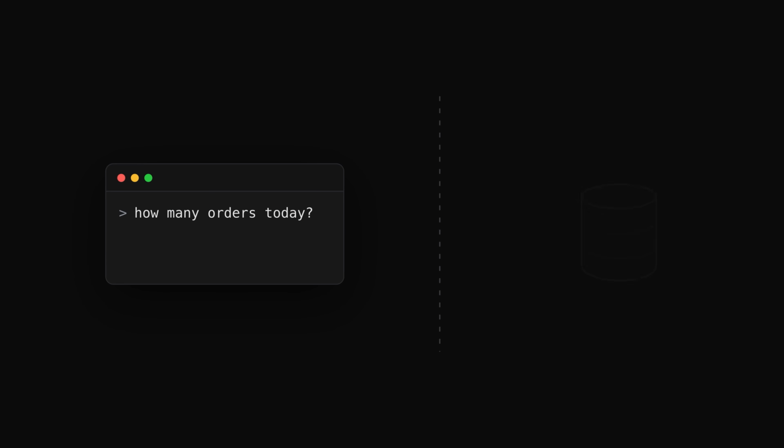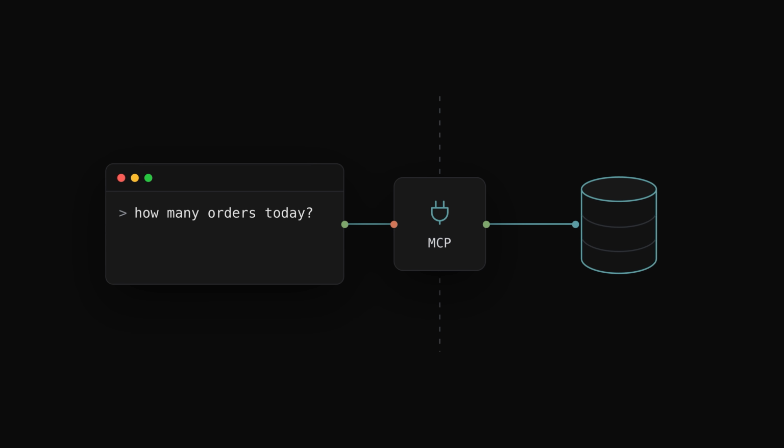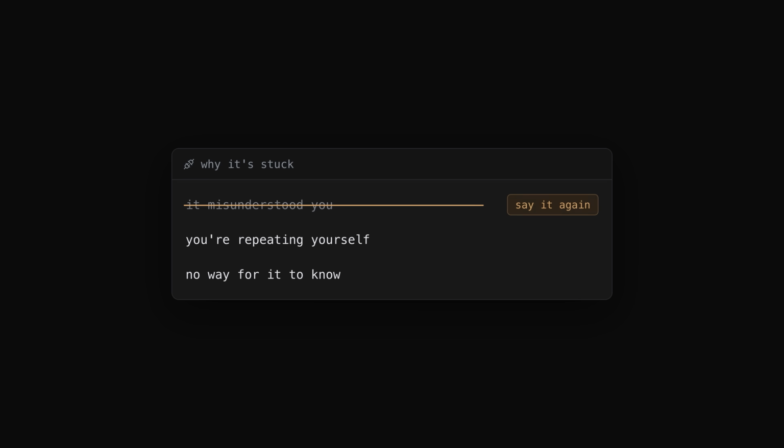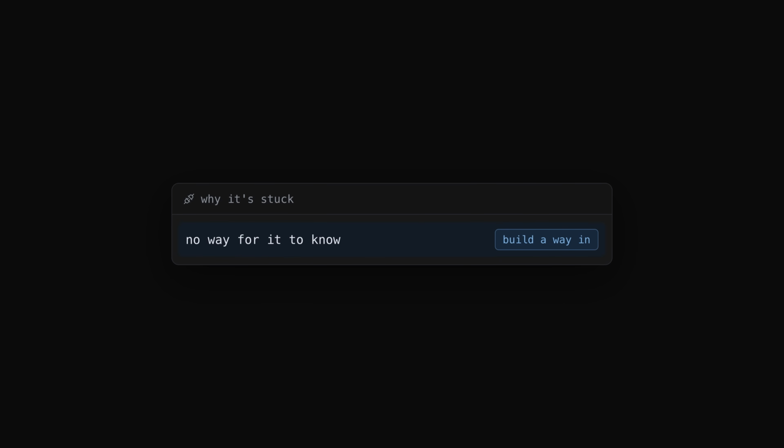And the most expensive one is when the information's somewhere Claude can't get to at all. That's the only one where you build it a way in, and this is where you use an MCP server, which basically connects it to whatever's holding that information. This one isn't for when it misunderstood you, and it's not for when you're repeating yourself. It's for when there's genuinely no way for it to know. That's everything you can do with a single prompt.